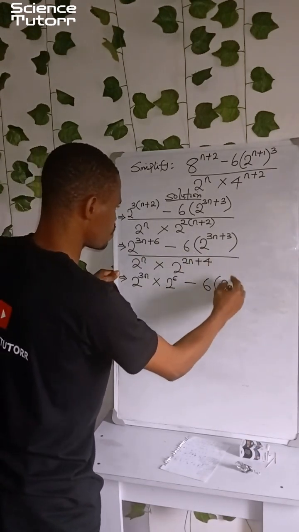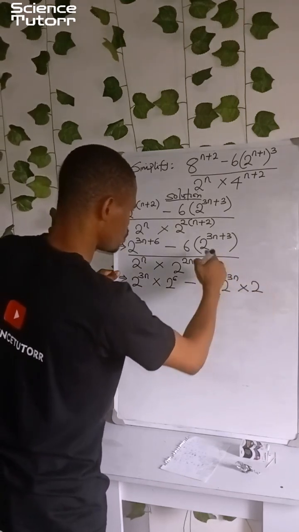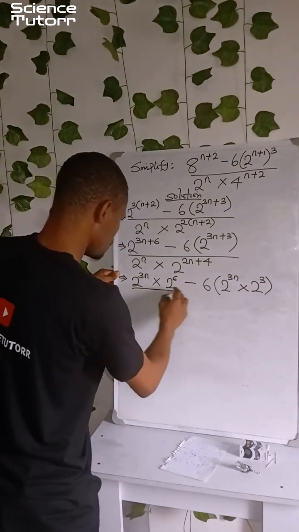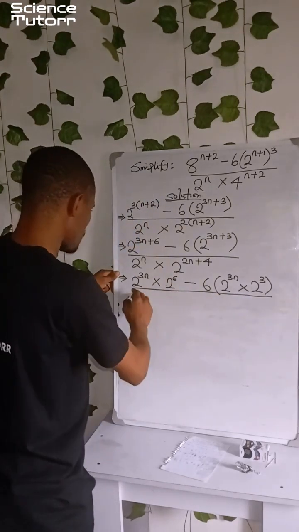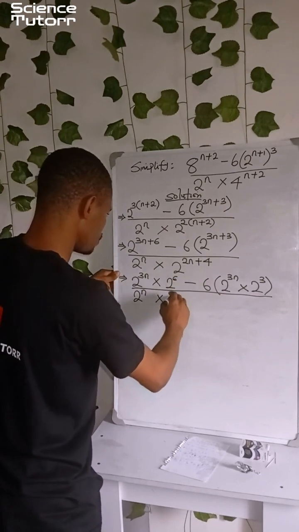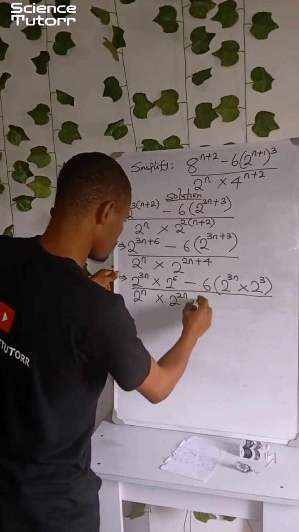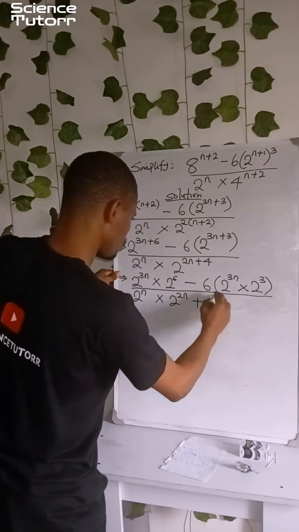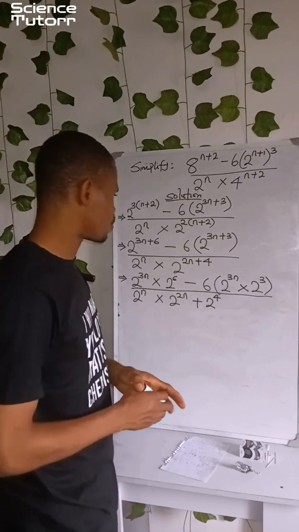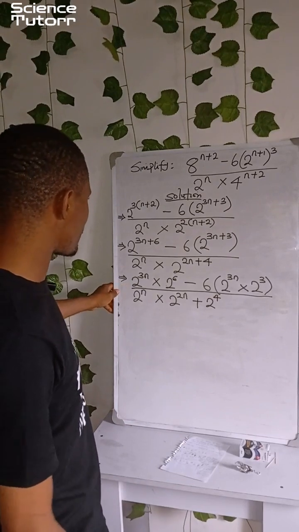This is 2 raised to power 3n times 2 raised to power 3. I've also broken it down. That is for the numerator. Now the same for the denominator. I have 2 raised to power n times, let's break down this, 2 raised to power 2n times 2 raised to power 4. Now let's take a careful look of what we have here. Can we compare like terms?